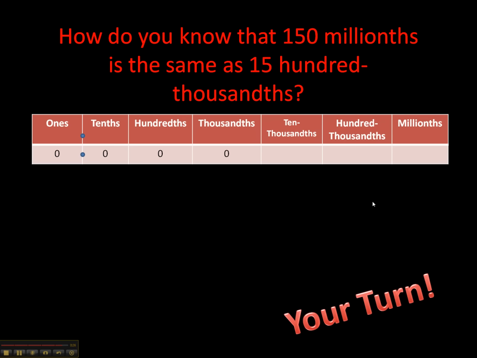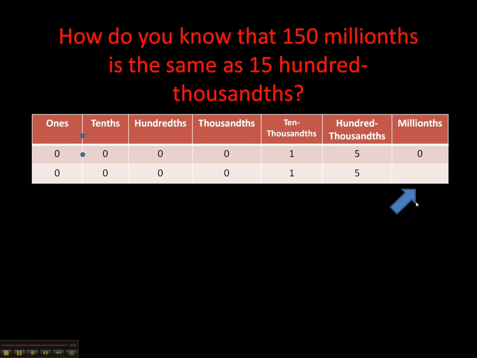Welcome back. Let's answer that question quickly. 150 is placed on our place value chart. The 0 ends in the millionths, but if you put 1500 thousandths, in other words, take that 0 off, then that gives you a number that's the same number, but described in a different way.